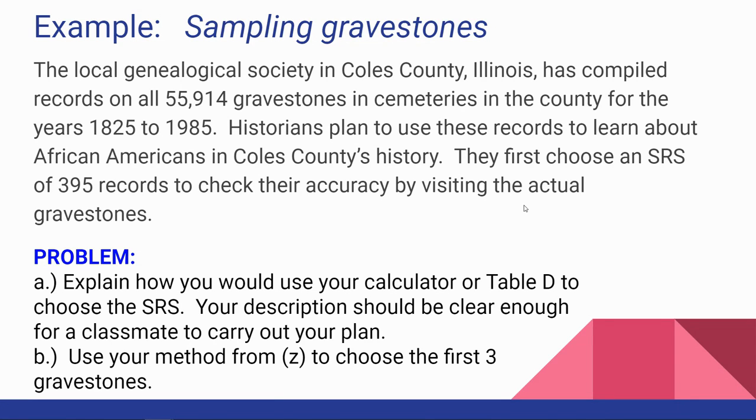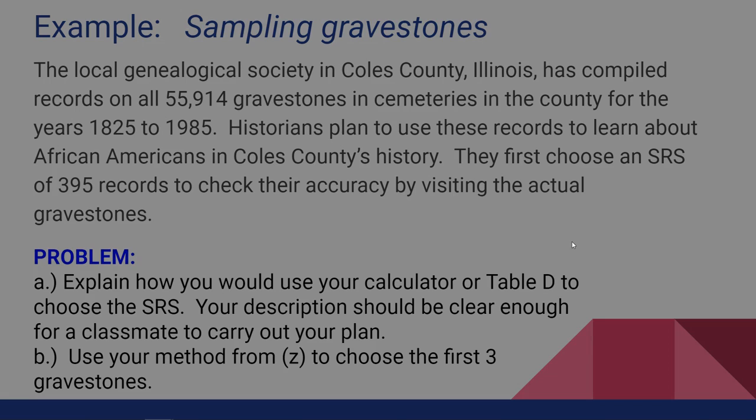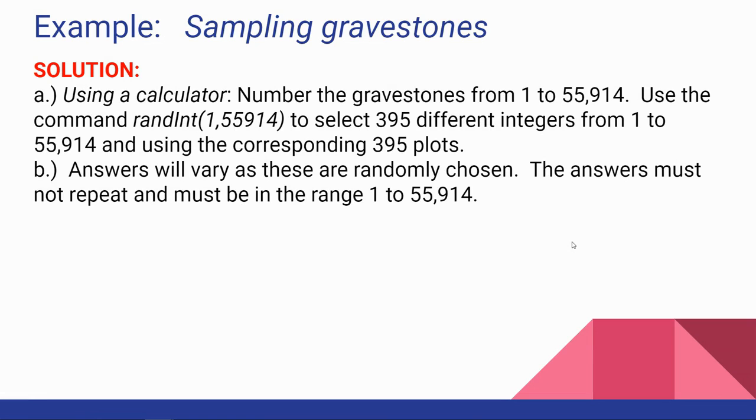So they want you to describe how you would use your calculator, make it clear enough so that if someone else was to sit down and read your instructions, they could do it themselves, and then tell what your top three numbers of gravestones would be. So using a calculator, you would number the gravestones 1 to 55,914. Then you would use the command randint.